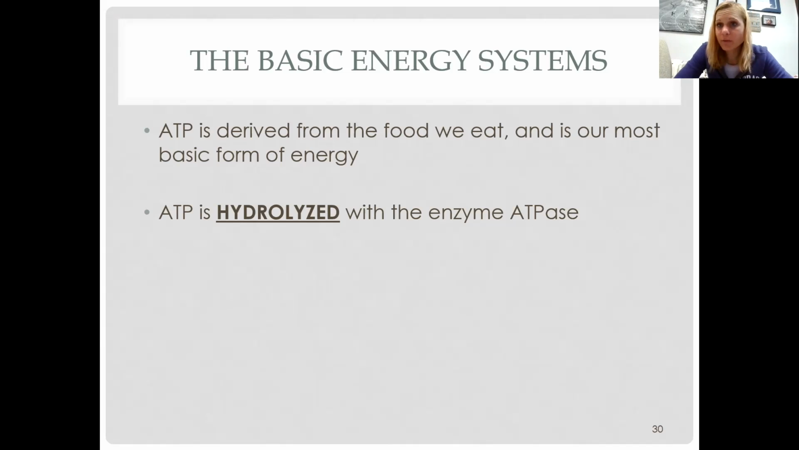Okay. In order for us to utilize these pathways, basically we're going to take different nutrients. So whether it's carbohydrates, fats, proteins, etc., usually carbs and fats are our main sources, but we're going to break those down into ATP. And then ATP is hydrolyzed. Let me get my little pointer up here.